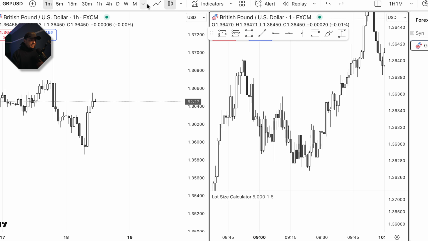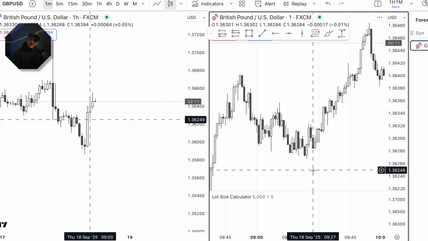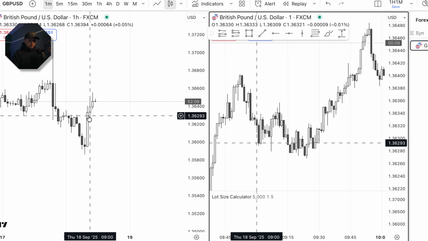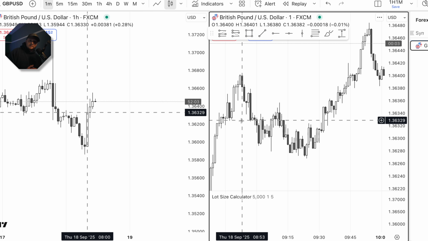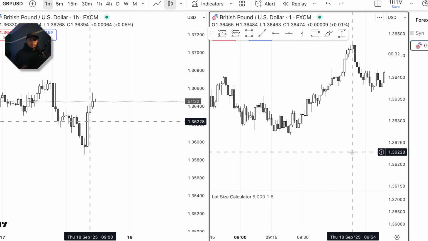So if we look at the line chart here, we can clearly see lower lows and lower highs. Now, even though we have made lower lows and lower highs, we have still closed bullish on the 8 till 9 candle, which means we will still be looking for buys during the 9 till 10 candle. So what I look out for on the 1 minute chart is where price shifts back into our direction. So we are looking to buy based off the previous hourly candle.